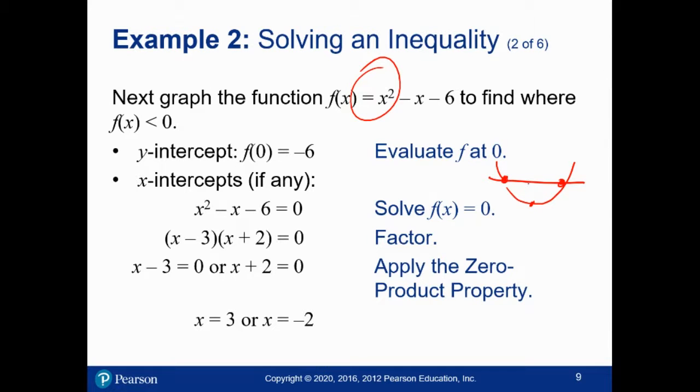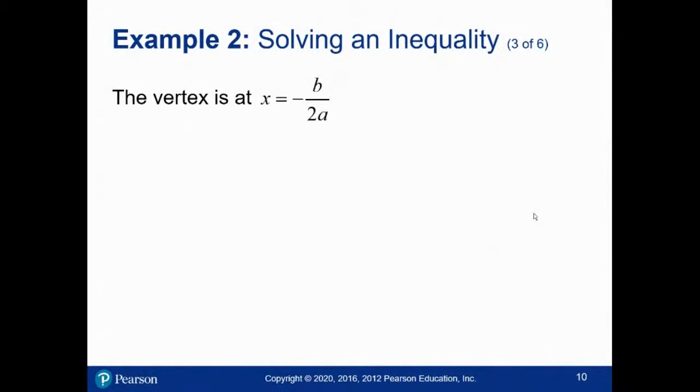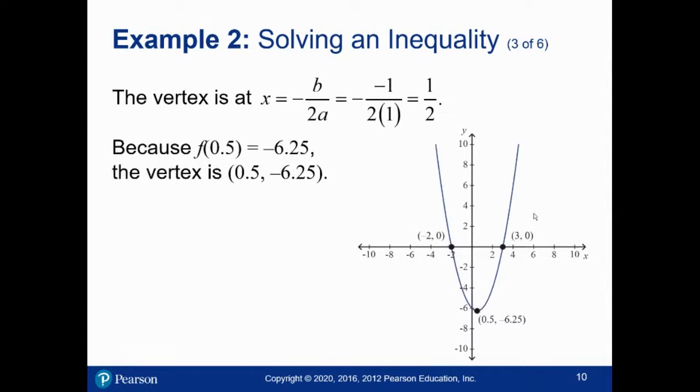Okay, we found intercepts. That's where the value of the function is 0. So in between, it's going to have a minimum, which has got to be below 0. Okay, so we have y-intercepts. We have two x-intercepts. Where's the vertex? Okay, x is 1/2, and y is negative 6.25. And there's the graph of the function.